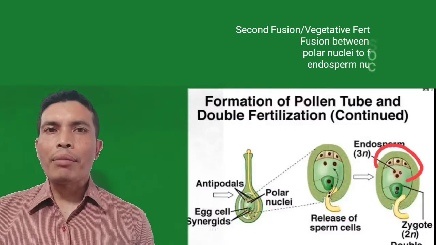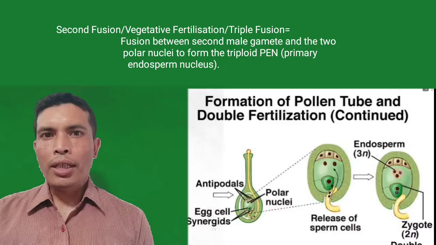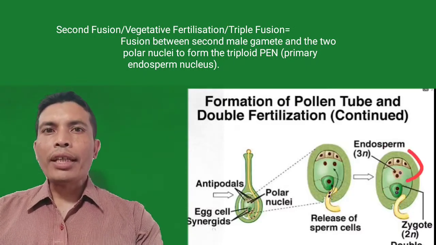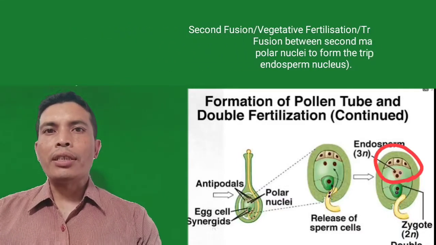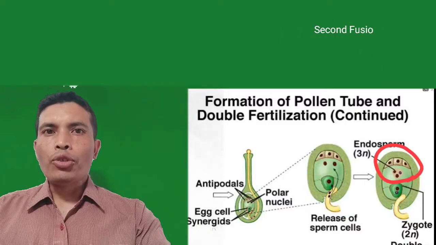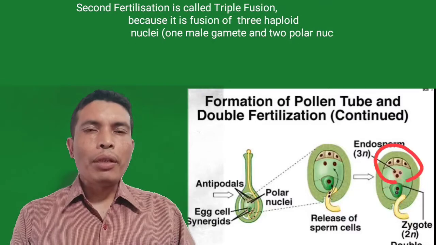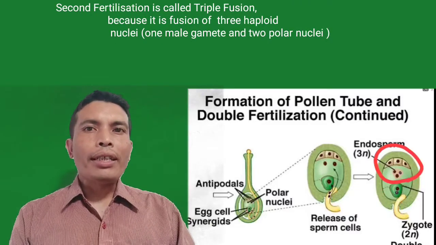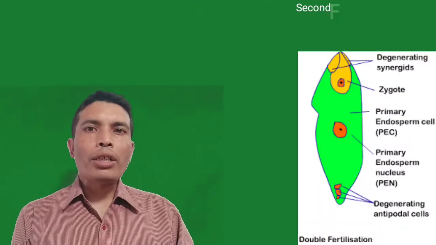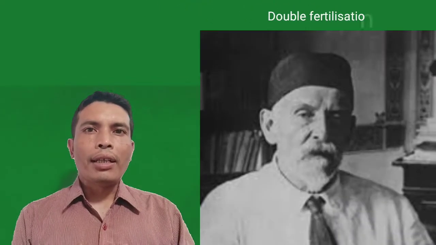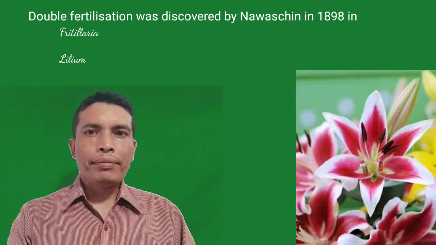The second male gamete fuses with the polar nuclei to form a triploid primary endosperm nucleus, PEN. This second fertilization is called vegetative fertilization, since it produces a vegetative or nutritive tissue to nourish the embryo. Second fertilization is also known as triple fusion because three nuclei get fused: two polar nuclei and one male gamete. Double fertilization was discovered by Nawaschin in 1898 in Fritillaria and Lilium.